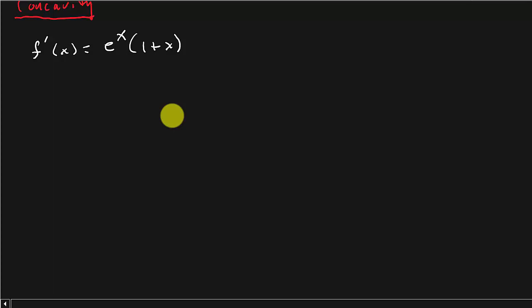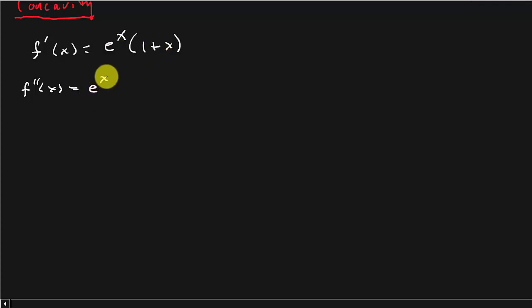All right, so once again, here we have what? We've got the product rule. And so I have f double prime of x is equal to, okay, e to the x, I'm going to make that my first function, 1 plus x, that's my second function. So remember, it's the derivative of the first function times the second function plus the derivative of the second function times the first function.